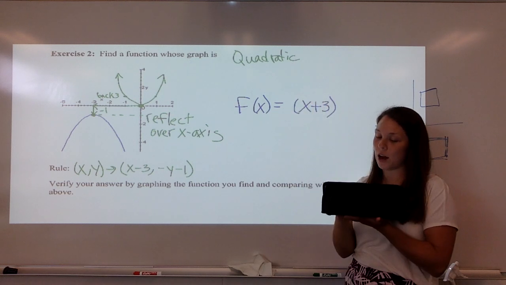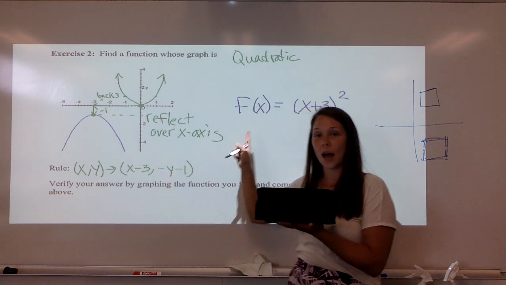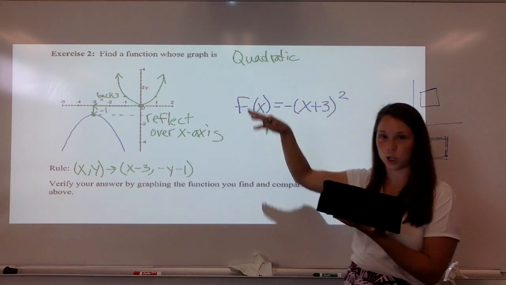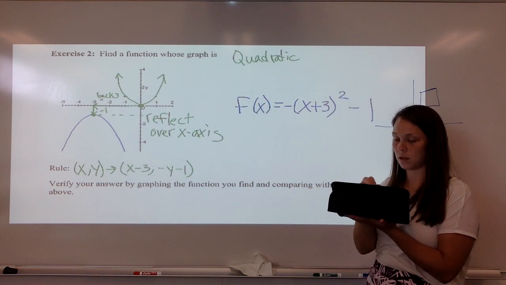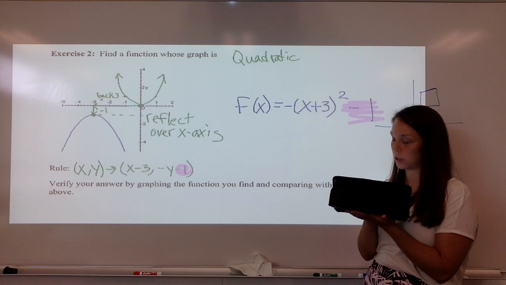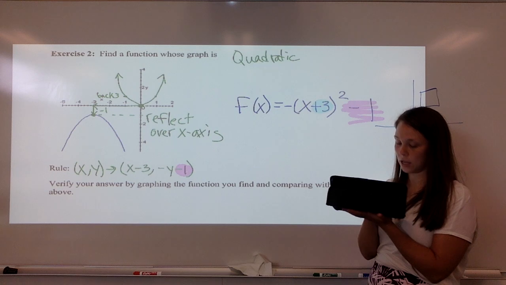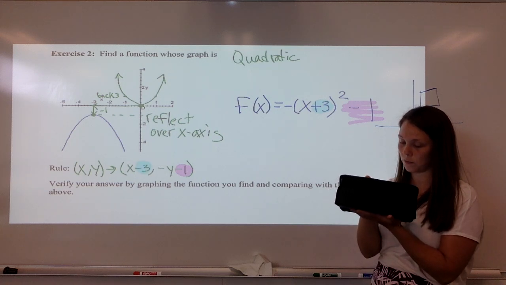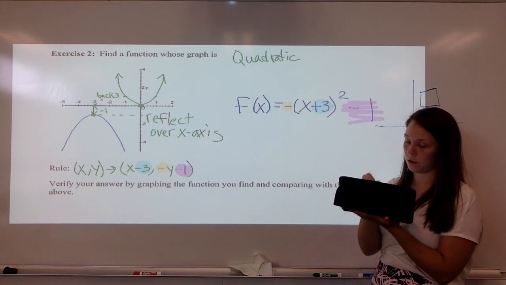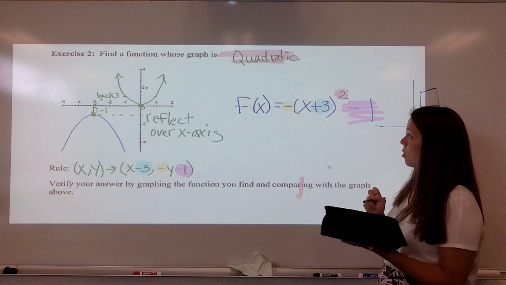My parent function is quadratic, which means this quantity is going to be squared. To represent this negative in front of the y, I'm going to put it in front of my parentheses here. And this minus 1, this shift of down 1 unit, is going to go here. So doing some highlighting just so you can see, the minus 1 is because it's going down 1 unit. The plus 3 is because we're subtracting 3 or going back 3. The negative is because it's a reflection. And the squared is because the parent function is quadratic.